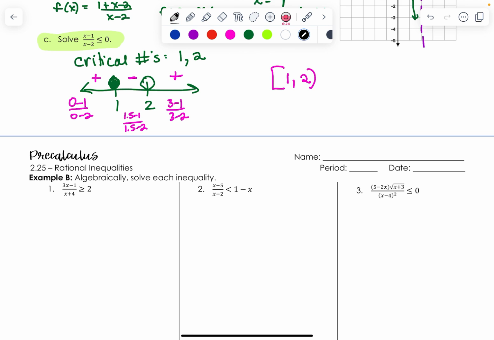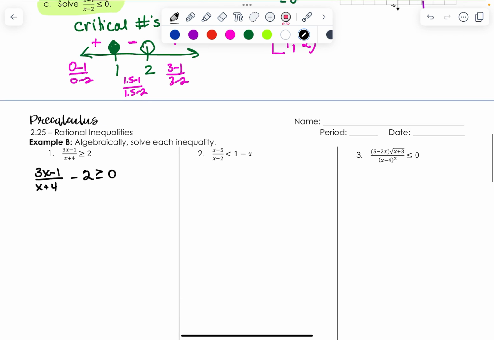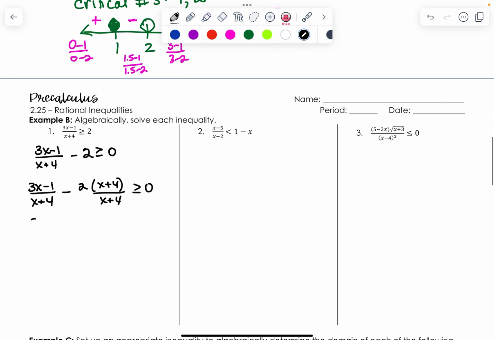What you're going to do is get everything on one side. So I'm going to subtract the 2. And then I have to build a common denominator. So I multiply by the common denominator of x plus 4. Now be careful. You're going to distribute, so that's minus 2x minus 8 over x plus 4.